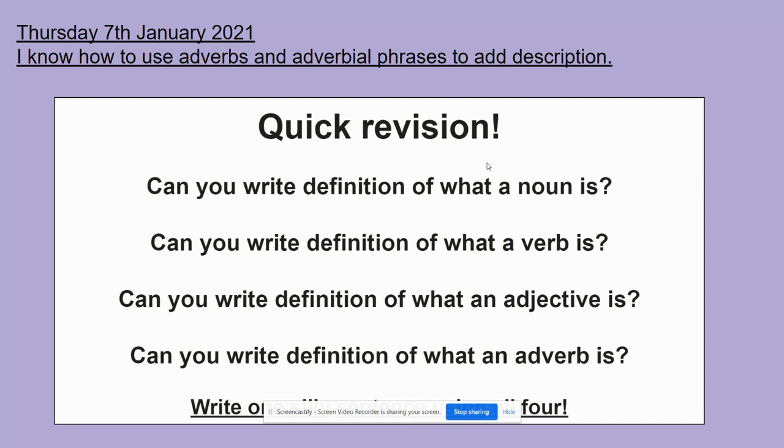And do take pictures of your silly sentences and send them to your class teacher because, like I said before, we need the lols. So it'd be lovely to see. So just start off with that.